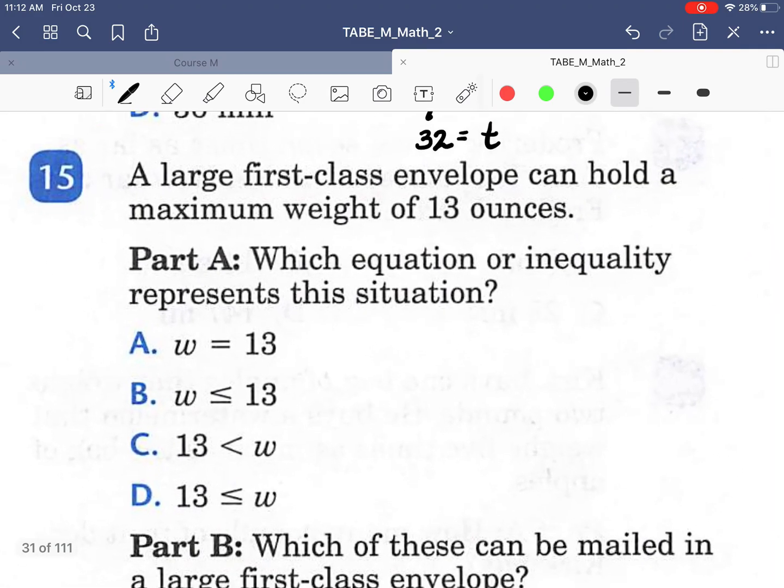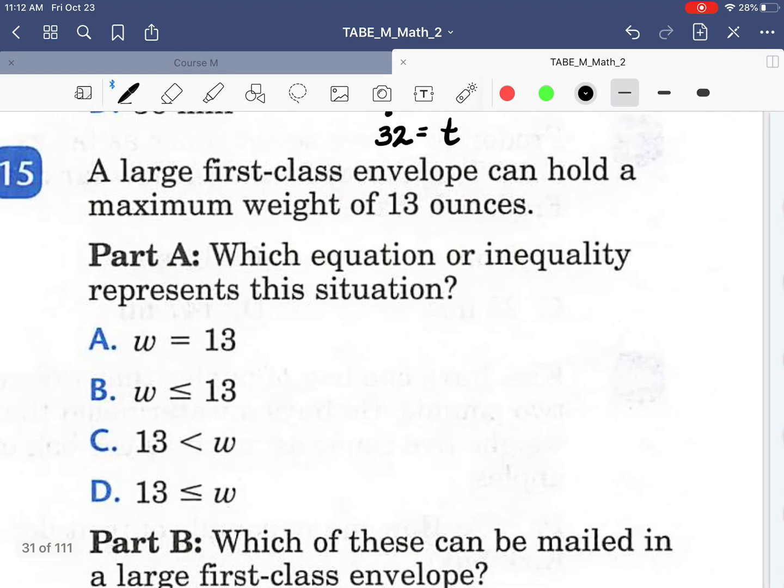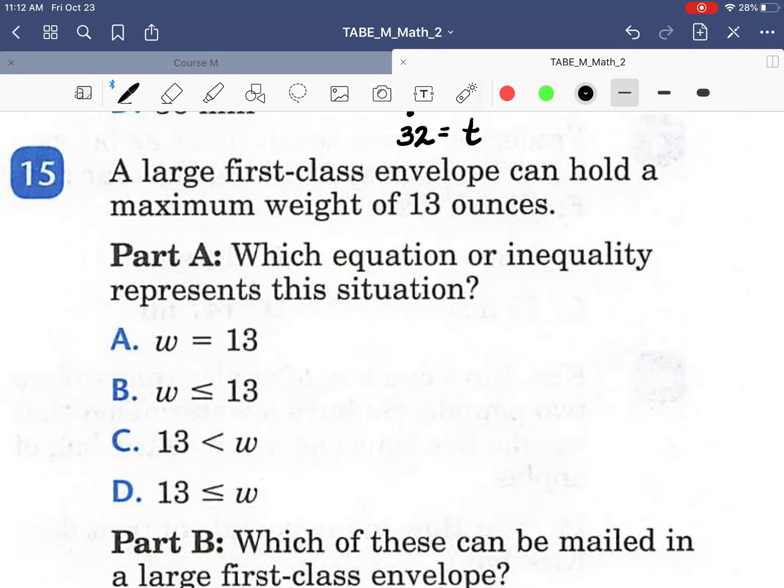And number 15. A large first-class envelope can hold a maximum weight of 13 ounces. Maximum means it's the most. So 13 ounces is the most you can put in that envelope. The weight must be less than that. You can put 13, but anything higher than that would not be okay. So the weight is less than or equal to 13. I like B for this answer.